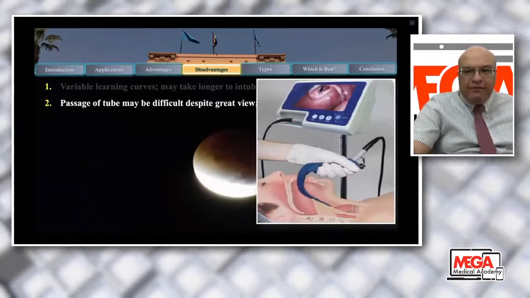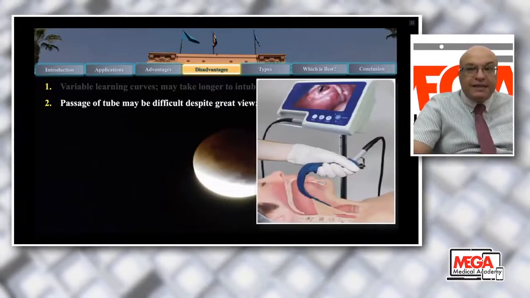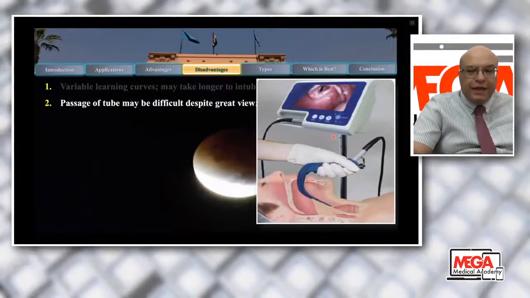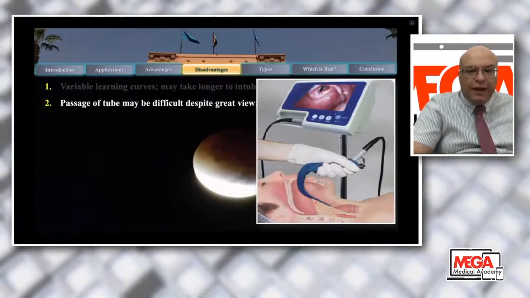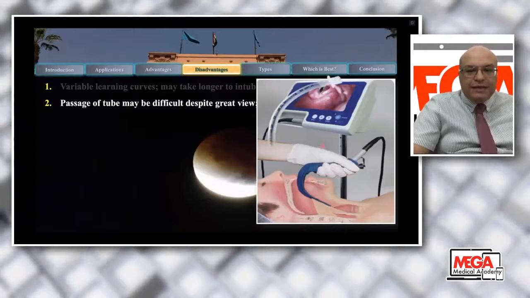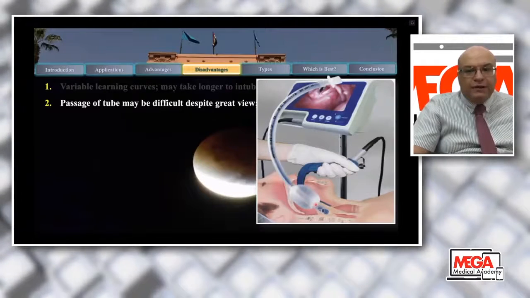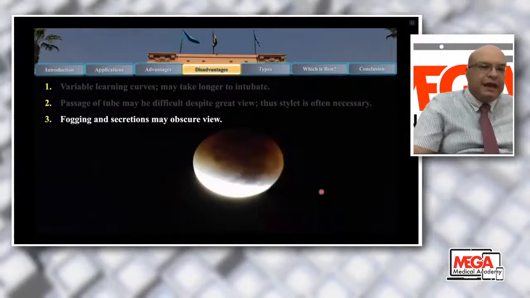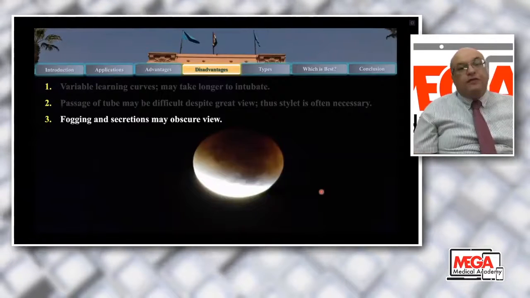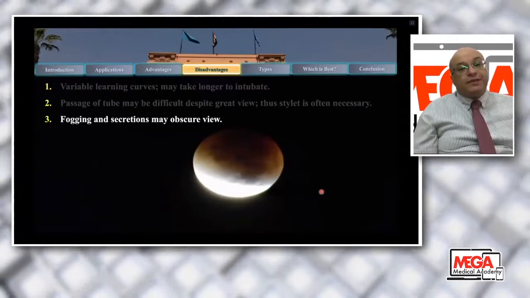As you can see here, we have a good view. We are sacrificing an excellent view of the glottis. We keep the tip of the glidoscope away from the glottis, because otherwise you have the tube going directly to the esophagus rather than to the glottis. Fogging and secretions may obscure the view.